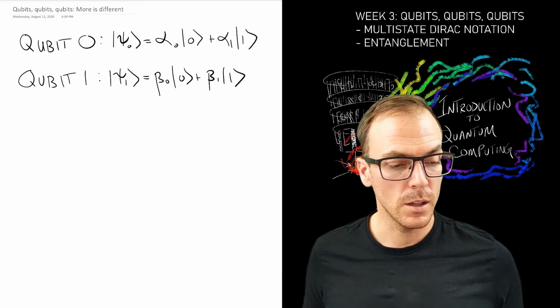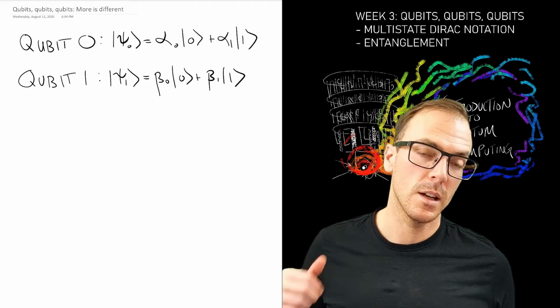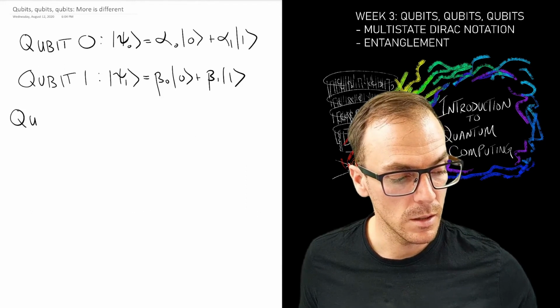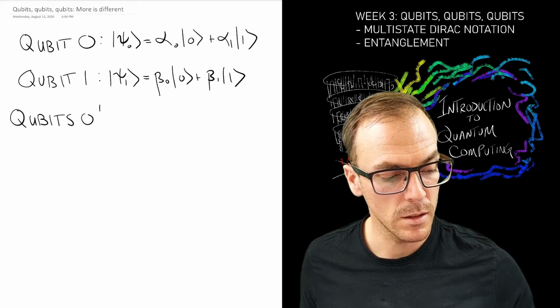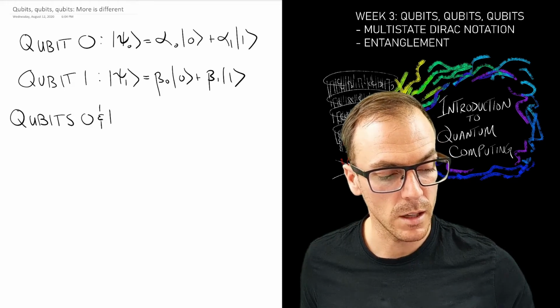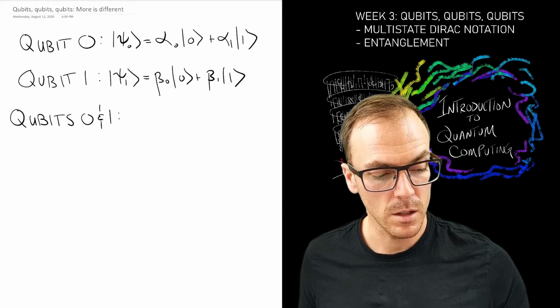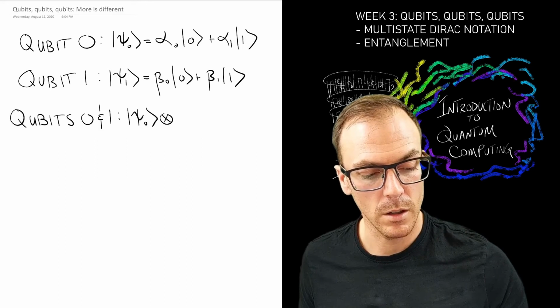Okay, so I have 2 qubits. One is in this state psi 0, one is in the state psi 1. The question is, what is the state that we assign to both of the qubits? And the answer is via the tensor or Kronecker product.